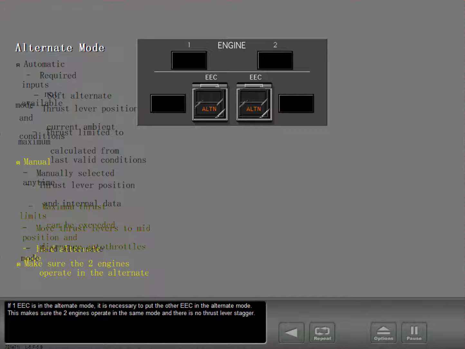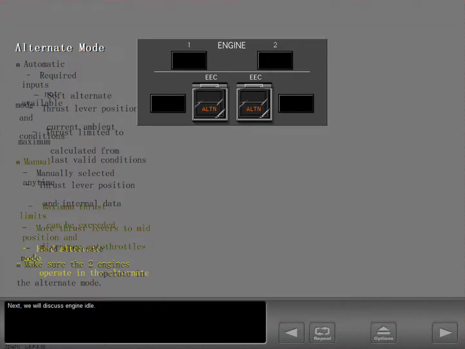If one EEC is in the alternate mode, it is necessary to put the other EEC in the alternate mode. This makes sure the two engines operate in the same mode and there is no thrust lever stagger. Next, we will discuss engine idle.